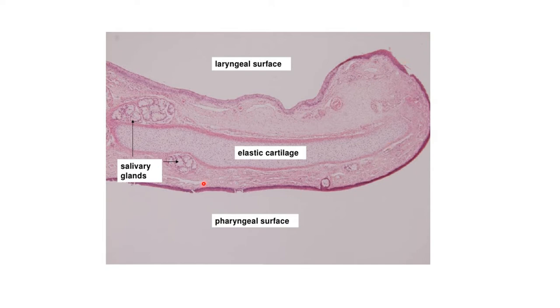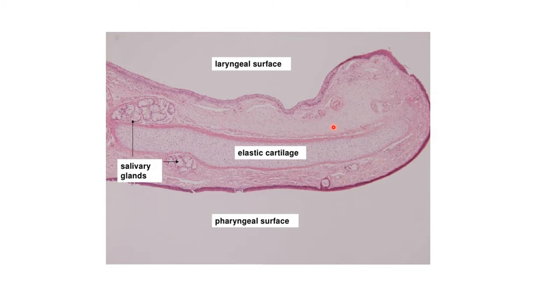And this is the pharyngeal part. So this is the posterior surface and this is the anterior surface. The epiglottis consists of a plate of cartilage covered on both sides by mucosa.